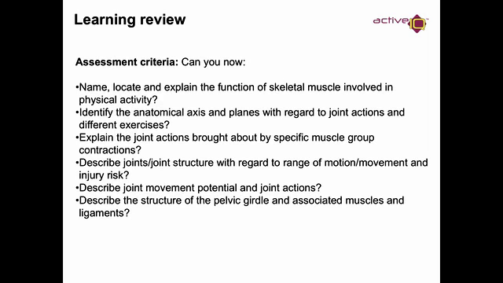I hope now you'll be able to name, look at and explain the function of skeletal muscle, particularly when you look at page 36 onwards in the lap. We've had a look at the axis that we can travel along, and we need to be aware that when different muscles are working, what axis are they travelling along, and what planes are we moving through. We need to be able to explain the joint actions, which we've done quite a lot there. We need to be able to describe joint structure and motion and injury risks, which we've done. And we need to be able to describe joint movement potential and also look at the pelvis and have an understanding of what bones are in there and what ligaments are involved.